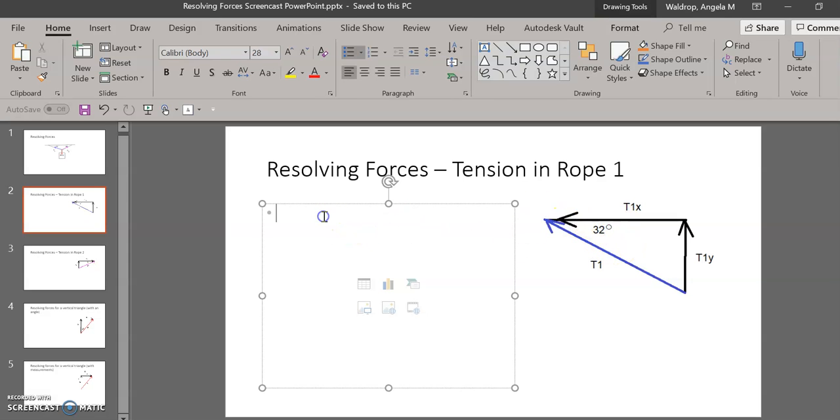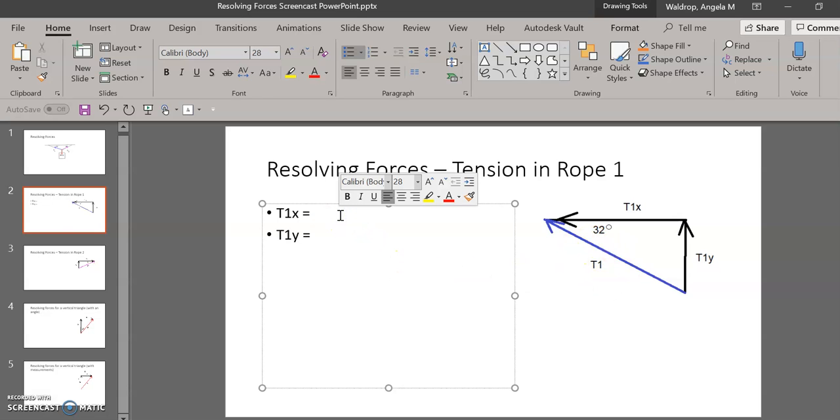When I resolve these forces, I'm going to type in T1x equals some value, which we're going to determine in a minute. And T1y is going to equal some value, which we're going to determine in a minute. Now for T1x and T1y, we have to multiply the hypotenuse as the first term, because we're taking a fraction of the hypotenuse for the x side and for the y side. So T1x gets T1 here, and the same thing down here for T1y.